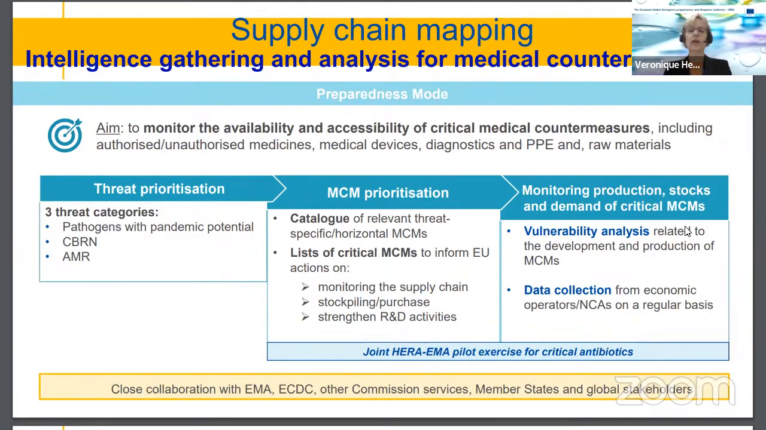I'm going to quickly show the supply chain mapping. It's still work in progress. It's very challenging work. We started with a threat category prioritization, and we cover the pathogens with pandemic potential, CBRN threats, and antimicrobial resistances. And so we had a whole process with the member states, from developing a huge catalog of MCMs and then making a prioritization so that we have different lists for different purposes.